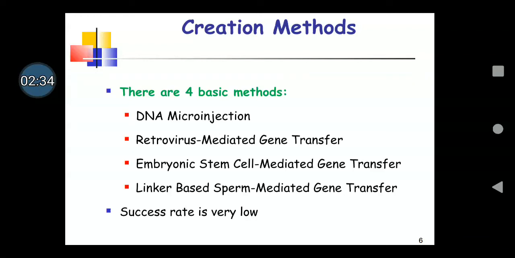So especially it occurs in the ovum or the germline of the animal. There are 4 basic methods to insert the foreign gene into a particular animal: DNA microinjection, where the DNA is injected directly into the ovum region, retrovirus mediated gene transfer, embryonic stem cell mediated gene transfer, and linker based sperm mediated gene transfer. The success rate is very low in certain cases of sperm mediated gene transfer.